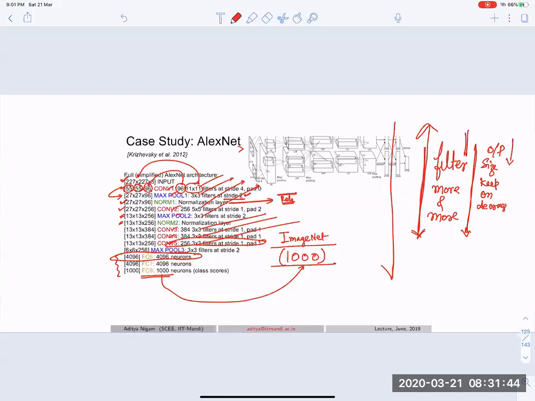So AlexNet said that you keep on increasing the filters, and the filter sizes they came up with were sometimes 3 by 3 and 5 by 5, which is very confusing. At that point of time, that was the only possible architecture in 2012.